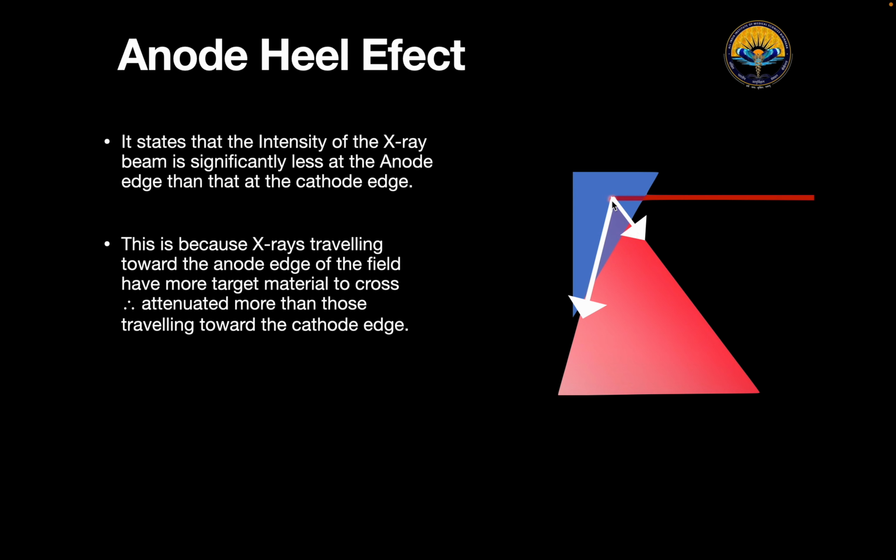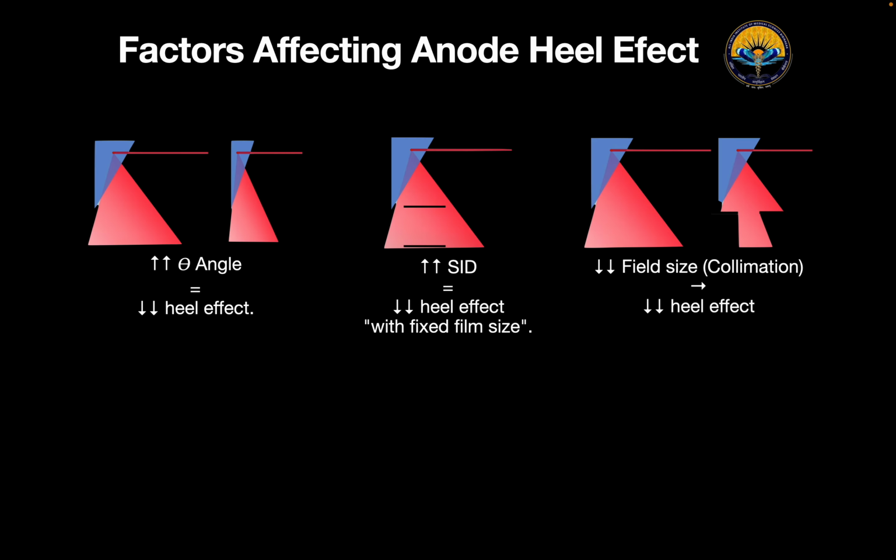So ultimately when X-rays cross, because here we have less material to cross, this part of the X-ray beam will have more radiation, more intensity, whereas this part is getting more and more attenuated, so this area will have lesser intensity. So ultimately our X-ray beam will not be uniform. It will have more intensity towards the cathode and lesser intensity towards the anode. And this was the anode heel effect, and this can be varied also.